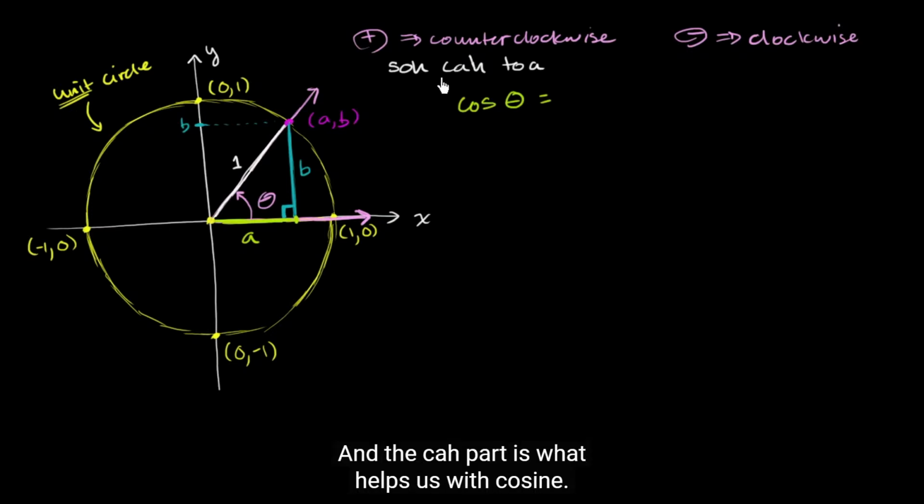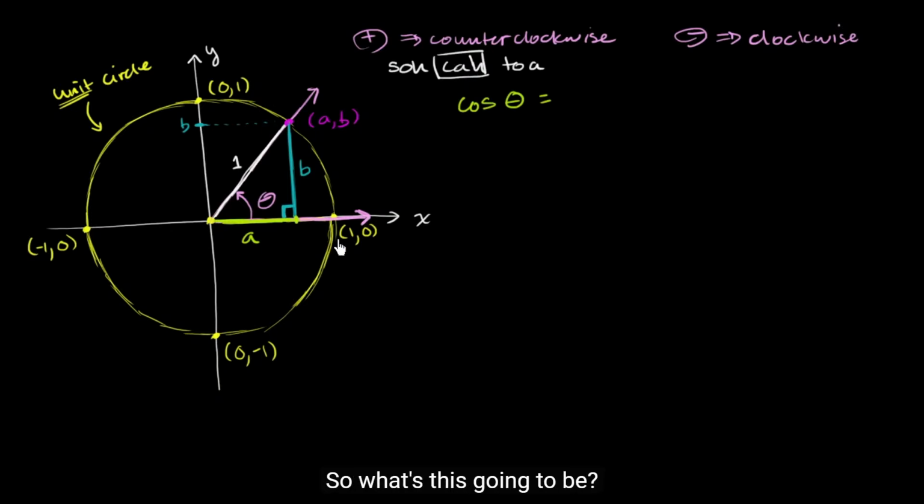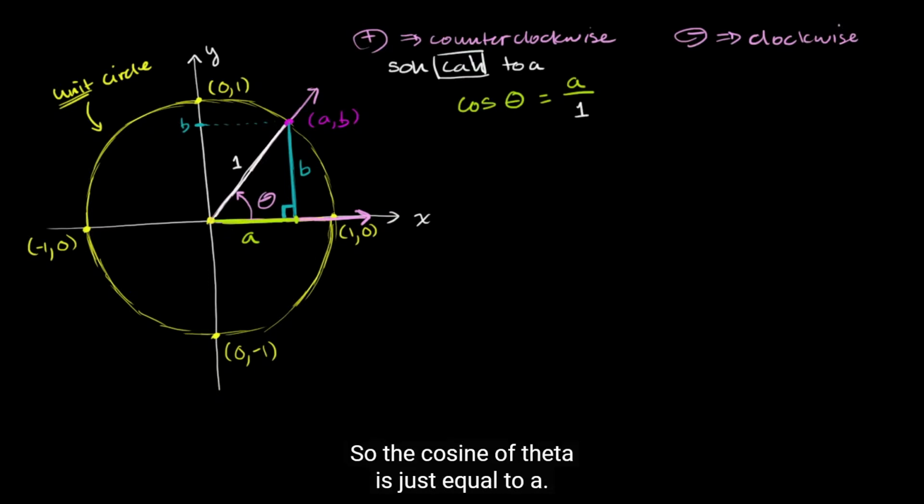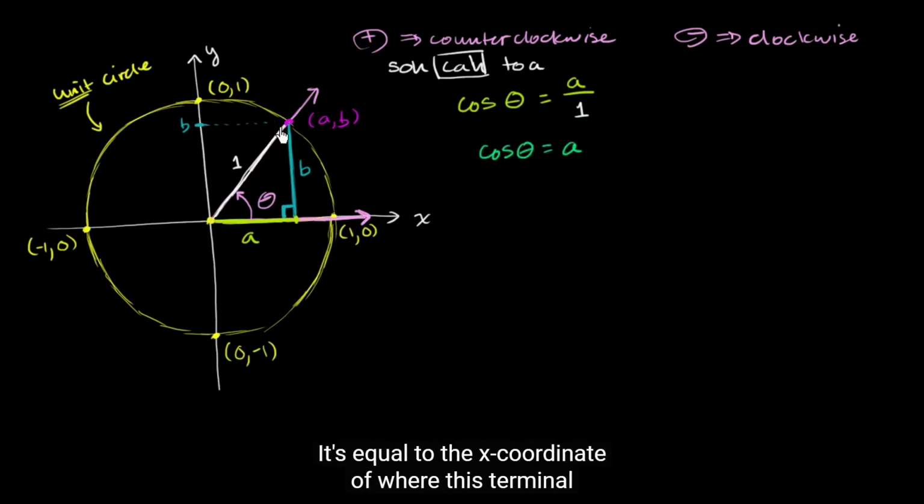The CAH part is what helps us with cosine. It tells us that the cosine of an angle is equal to the length of the adjacent side over the hypotenuse. So what's this going to be? For this angle, the adjacent side has length a, so it's equal to a over the length of the hypotenuse, which is just 1. So the cosine of theta is just equal to a. It's equal to the x coordinate of where the terminal side of the angle intersected the unit circle.